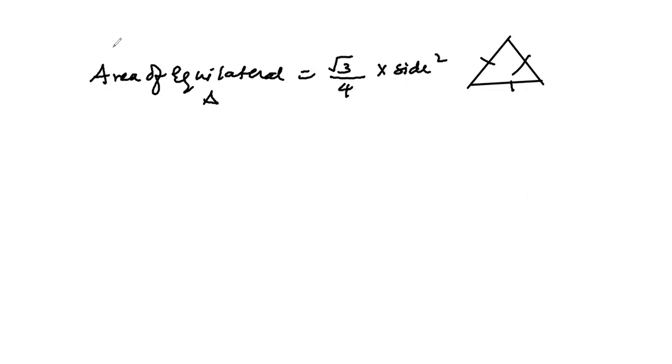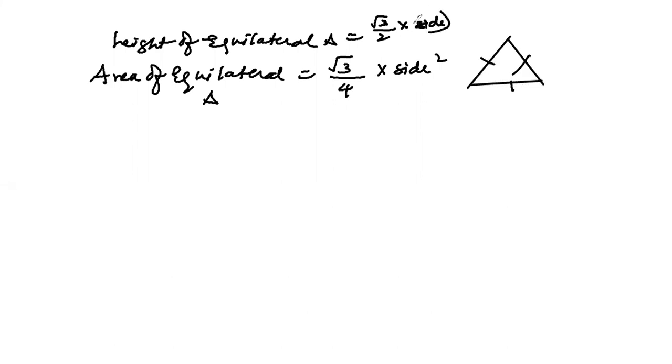One more formula, which I should have said earlier: the height of an equilateral triangle is root 3 upon 2 into side. So remember this, children. Height of an equilateral triangle is root 3 upon 2 into side. Area of an equilateral triangle is root 3 upon 4 into side square. And of course, perimeter means the sum of all three sides, and all three sides are equal, so the perimeter of an equilateral triangle will be 3 times the side.